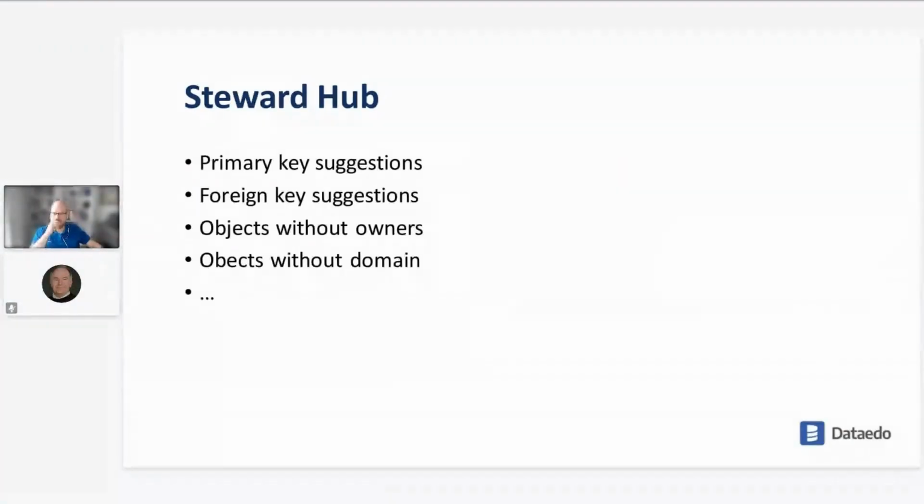Yeah, so the functionalities which we're working on in Steward Hub are primary key suggestions, so all the tables that don't have primary keys, and foreign key suggestions. We're using a couple of functionalities here. Objects without an owner or other custom field of the role type, for instance, steward. You can check which objects don't have that. Objects without a domain, right? So you'll be able to see progress: have you assigned all the objects to the domains?